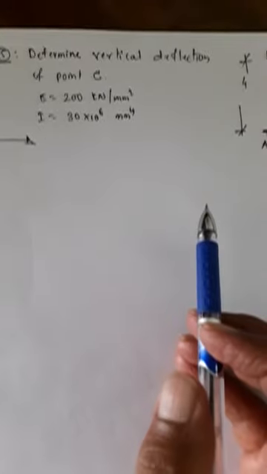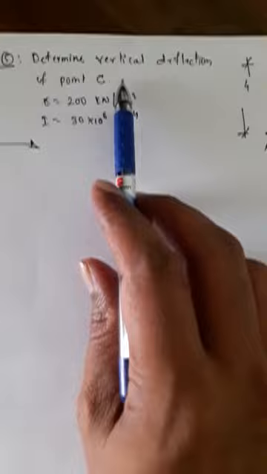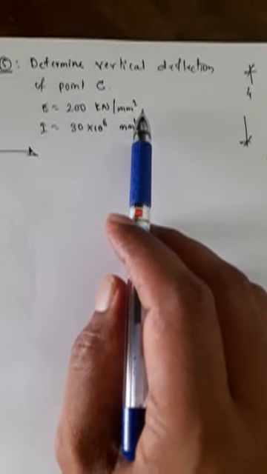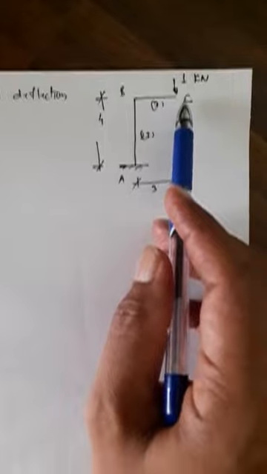So today we'll take a problem on a frame. Determine the vertical deflection of point C. E is given as 200 kilonewtons per mm square, I is 30 into 10 raised to 6 mm raised to 4. We have to find the vertical deflection of point C.